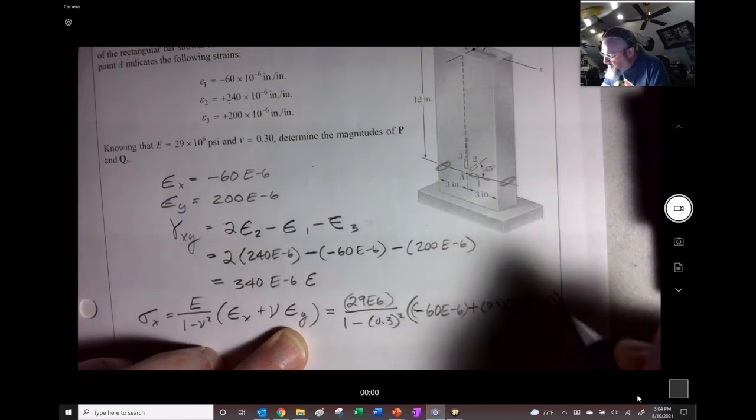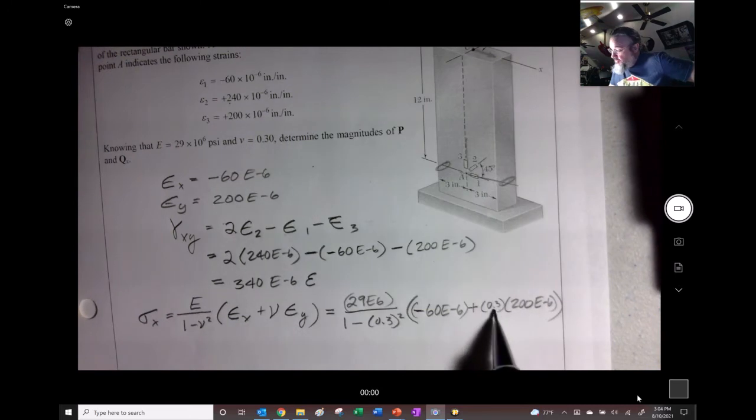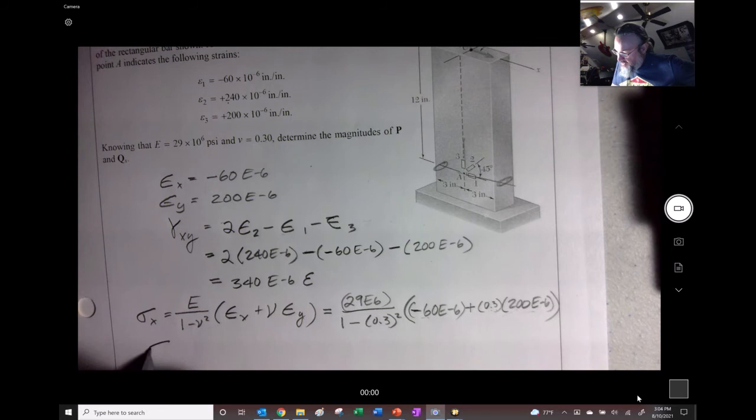E minus 6, right? Something we might note right in here: 0.3 times 200 is going to be 60. Minus 60 and plus 60 is going to be 0. Wait a minute. What happened?